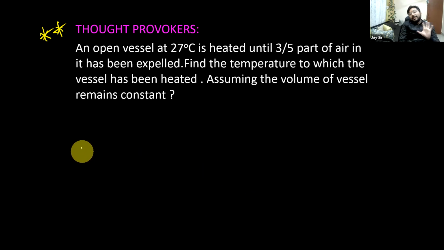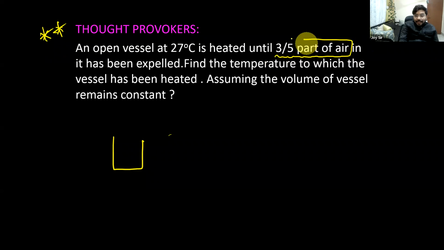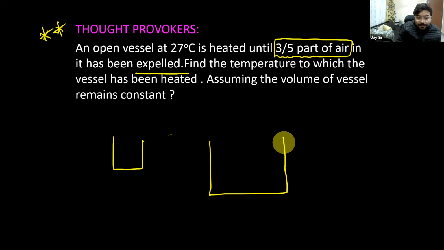An open vessel. This also you can think in terms of cylinder piston system. Okay. An open vessel at 27 degrees Celsius. Open vessel means an open vessel. An open vessel at 27 degrees Celsius is heated until 3/5 part of air in it has been expelled. So let me explain my question. Suppose you have taken a vessel, and the vessel has gases. So all the gases are inside first.